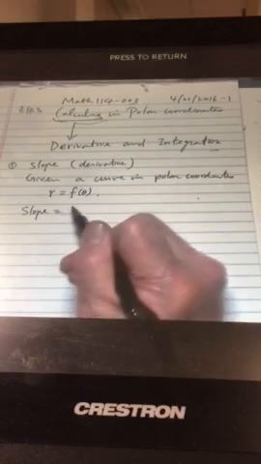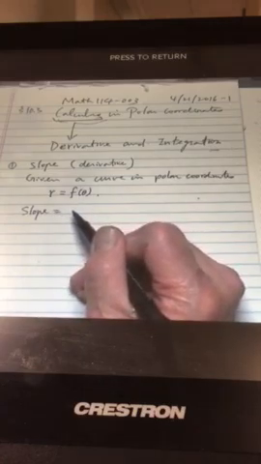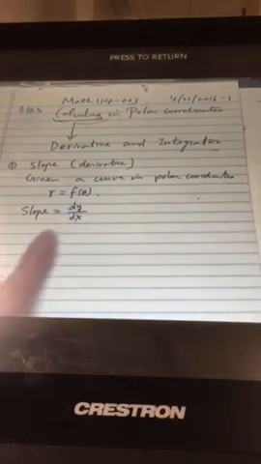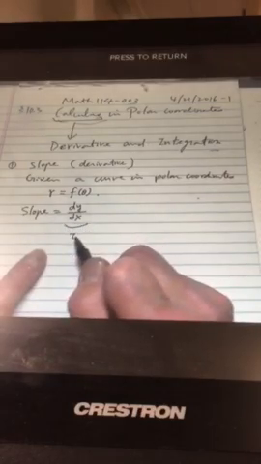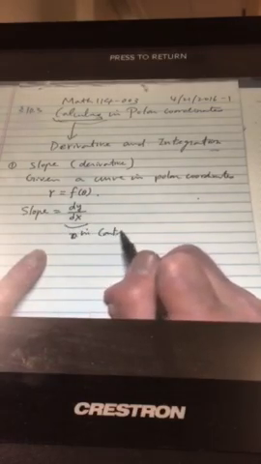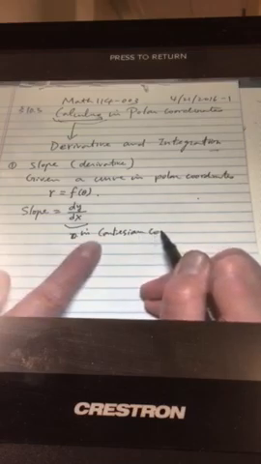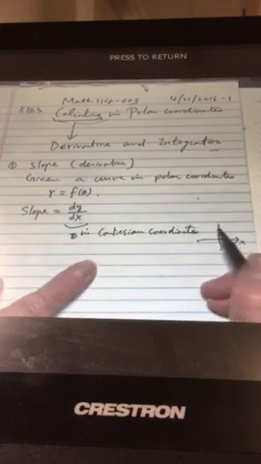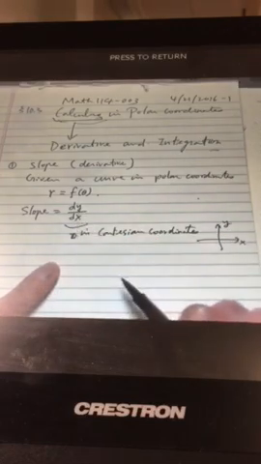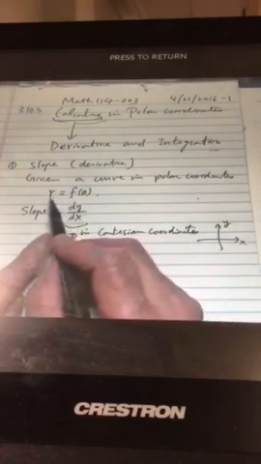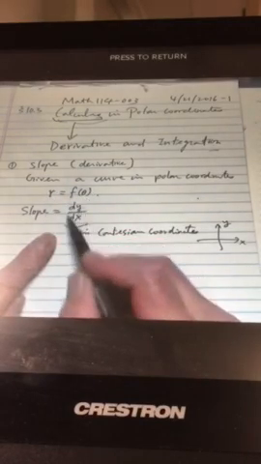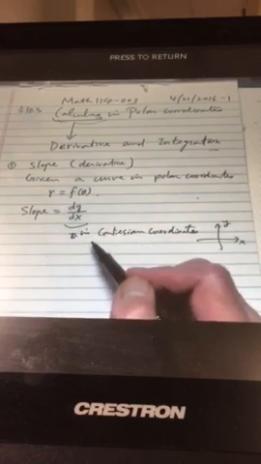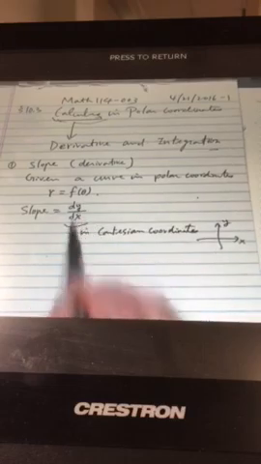The slope, in the definition you have learned before, is dy dx. This is in Cartesian coordinates, really those x, y. That's dy dx. Now, what we want to do right now is change this into r and theta. So how do we do this?